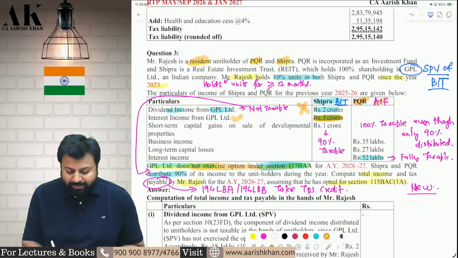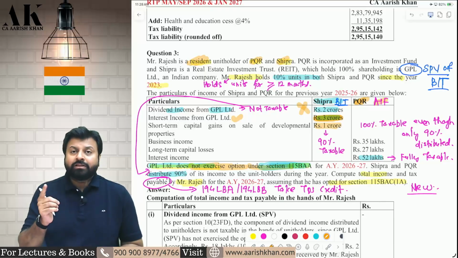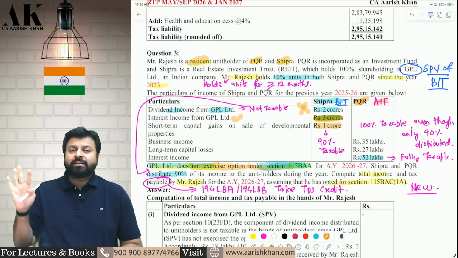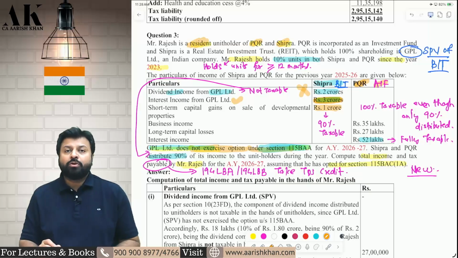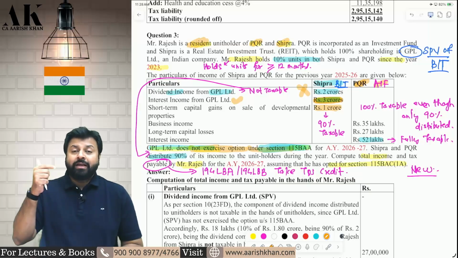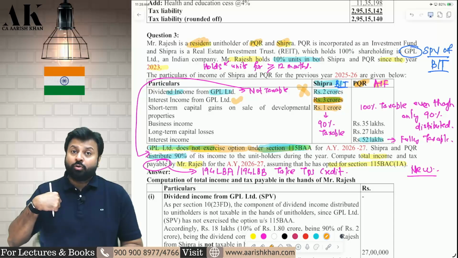Third, short-term capital gain on sale of development property. On this, the business trust will pay tax. Investor is liable for exemption. Okay. I hope it is clear to all of you. Now come to PQR AIF. In case of AIF, it is taxable in the hands of Mr. Rajesh on accrual basis. Okay.